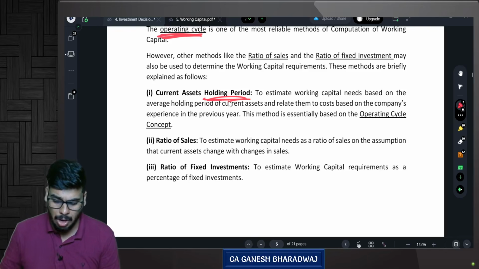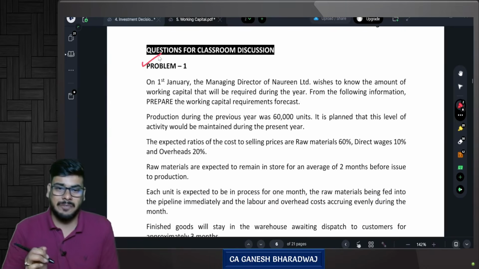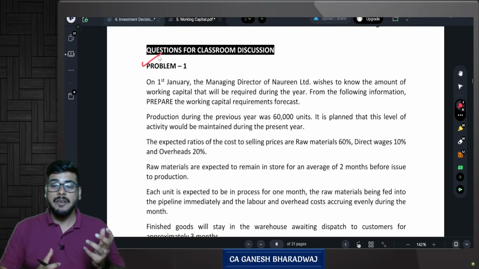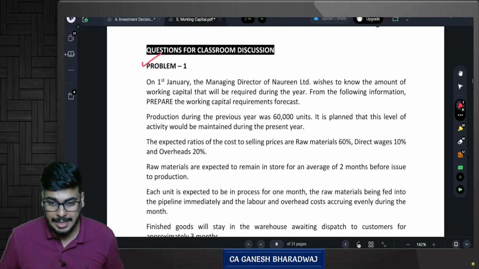We will be seeing a comprehensive numerical sum, so don't worry about it. Now let's get started with this first problem. By way of this problem, we will learn more about working capital, right? So first, let's get started with this problem.